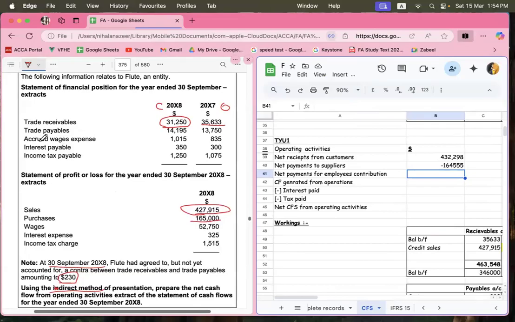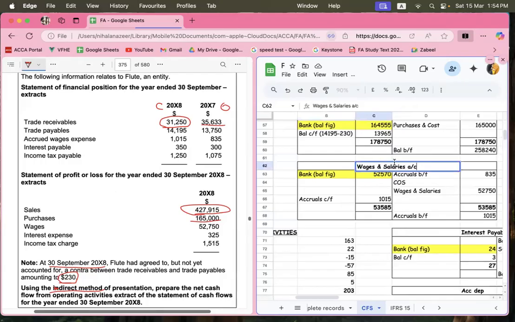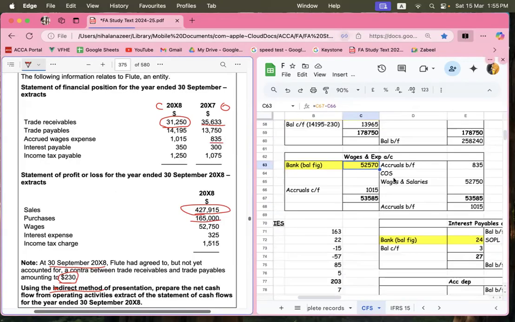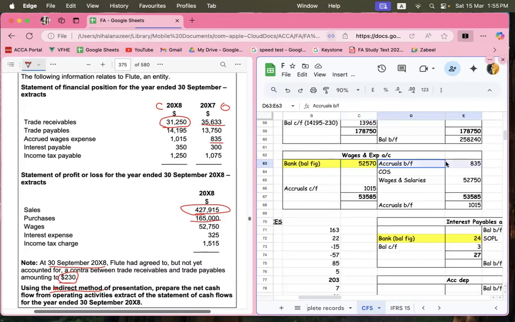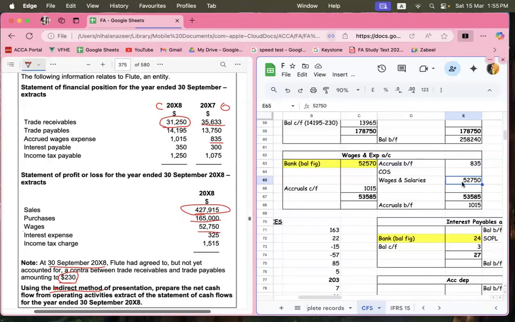In the same way, now you're going to take the wages and expenses account. Clear? And they have given you accrued. Accrued means it is not yet paid, right? So the opening accrued would always go on the credit side, on the assumption that you're going to set it off this year. That is, you're going to bring down the expenses. Okay. And in the COS, you have got 52750. That is in the wages section, right? You're going to take it in the SOPL.